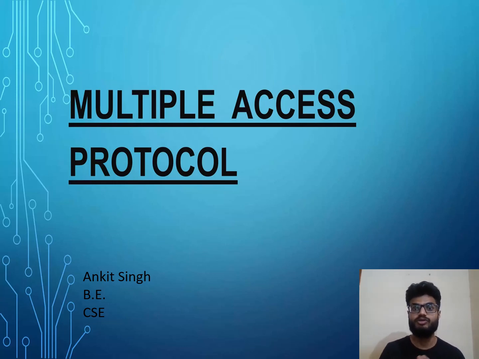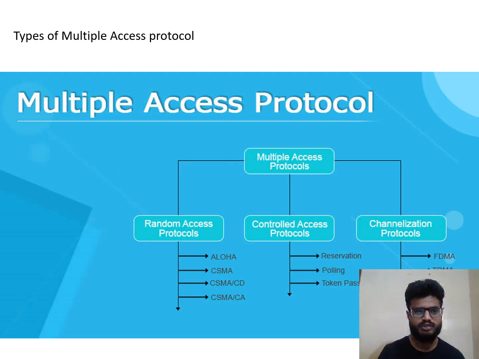But when it comes to multiple computers or multiple nodes, especially when they are connected with a single channel, there are many chances that a collision can occur. Collision means when two nodes simultaneously try to access the network at a time. So here we are going to resolve that problem using multiple access protocols.